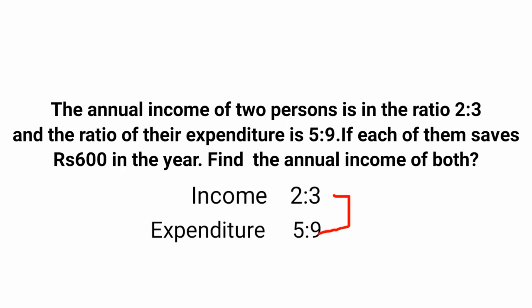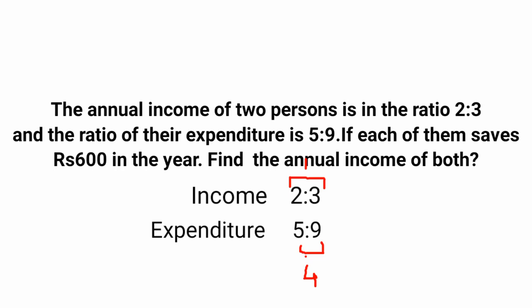But in the question, it is said that both of them save rupees 600. So, what we have to do is make this difference equal. For that, find the difference of ratios of incomes of both persons. That is 3 minus 2, 1. And we will get the difference of expenditure of both the persons as 9 minus 5, that is equal to 4. Now what you have to do is multiply the first ratio with the difference of the second ratio. So the difference of second ratio is 4. Now multiply the first ratio with the difference of the second ratio.